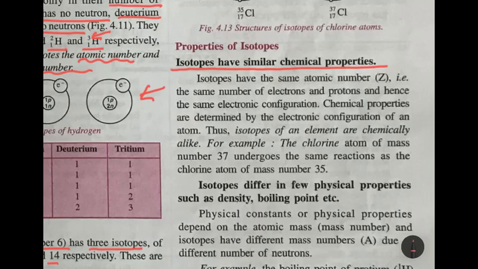Okay, and they will have the same electronic configuration as well. And the chemical properties, you know, are determined by the electronic configuration of an element. So isotopes of an element are chemically alike, they are the same. Now the chlorine atom of mass 37 undergoes the same reaction as the chlorine atom of mass 35. So they have the same chemical properties.